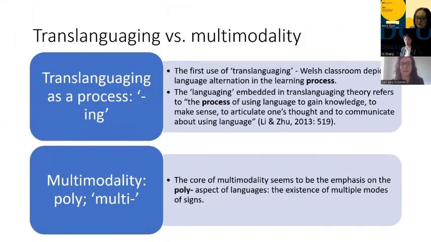The languaging part embedded in the translanguaging theory refers to the process of using language to gain knowledge, to make sense, and to articulate one's thought and to communicate about using language. So the process of using language to make meaning. In terms of multimodality, the focus is on poly or multi. So the core of multimodality seems to be the emphasis on the poly aspect of languages, or the existence of multiple modes of signs.